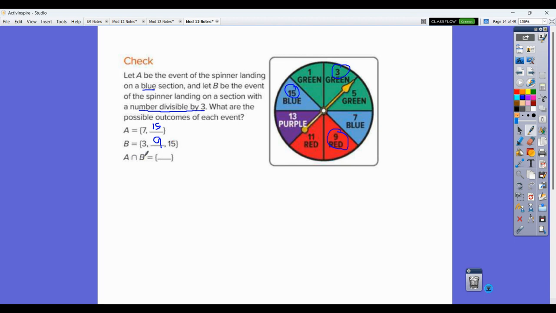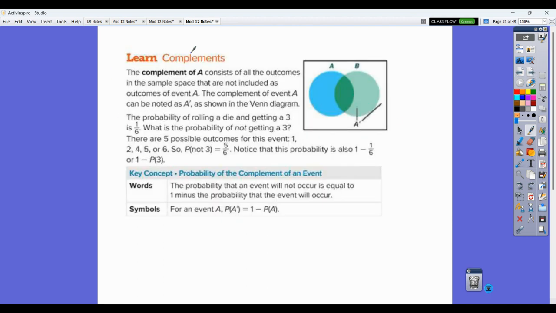So A intersect with B. Which ones are in the intersection of it? We circled for both is the number 15. So 15 would be in the intersection. Now, sometimes the intersection is the empty set, so just remember that as well. Okay, then that leads to complements.